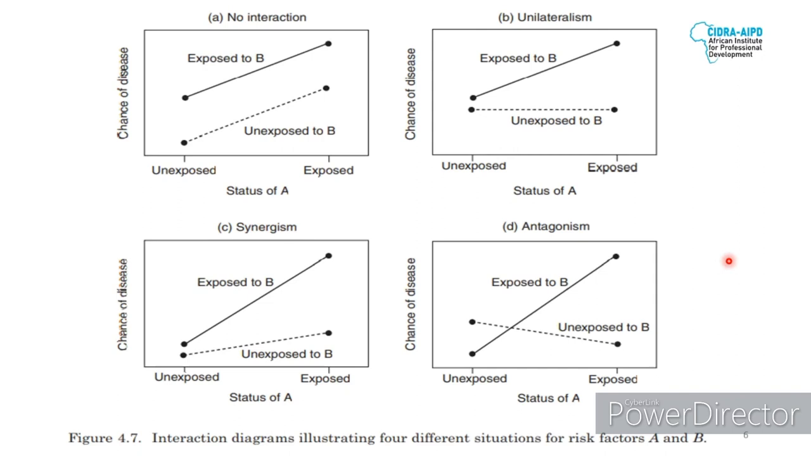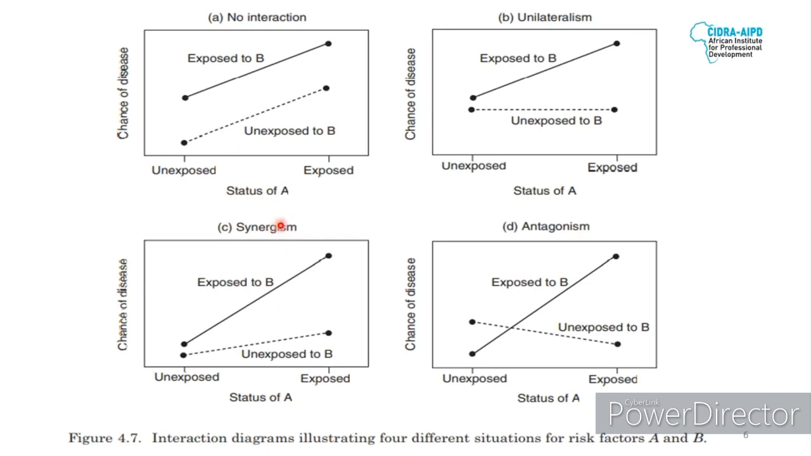So this figure gives a set of interaction diagrams that illustrate three ways in which interaction could happen, as well as the situation of no interaction. So this, D, is antagonism. Antagonism is when the effect of risk factor A works in the opposite direction in the presence of exposure to risk factor B from the direction in which it acts in the absence of exposure to B. This is actually the strongest type of interaction because it represents a reversal of effect, a qualitative difference.